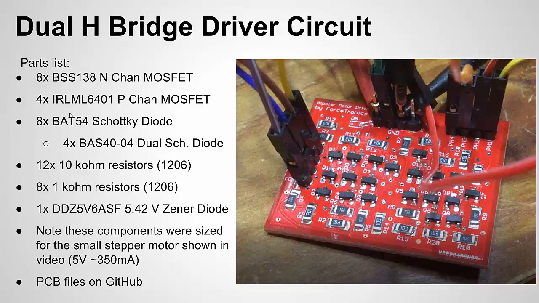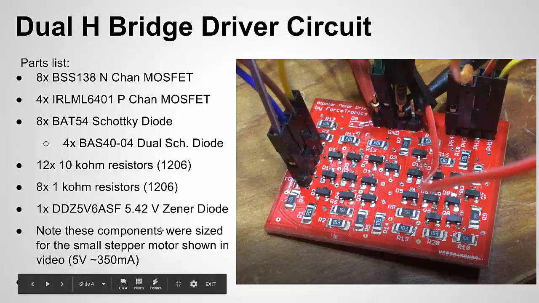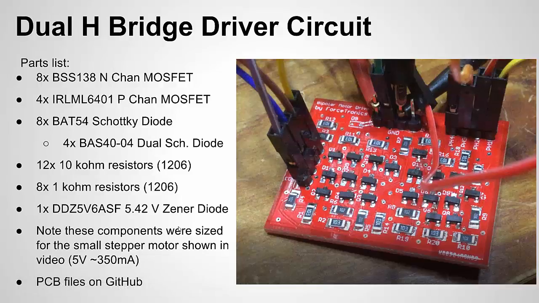And like I mentioned before, for the example, I use simple single Schottky diodes, but you can get dual opposite facing Schottky diodes. Here's a part number to cut down on the amount of parts you use. And to be honest, they're about the same cost and they're in the same package. So it's an obvious thing to do. Here I use 12 10k ohm resistors. I use 8 1k ohm resistors. Here's the Zener diode I use. It's just above 5 volts. And here's my warning once again, to use components that are sized for the stepper motor you're working on. And as I mentioned, I'll have my Eagle files on GitHub if you want to pull them off.